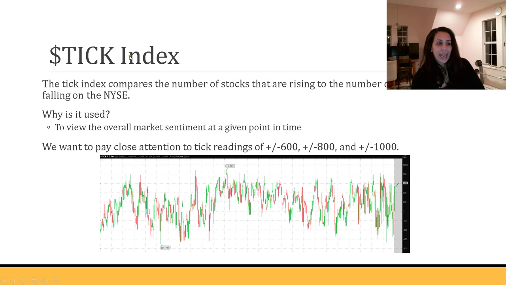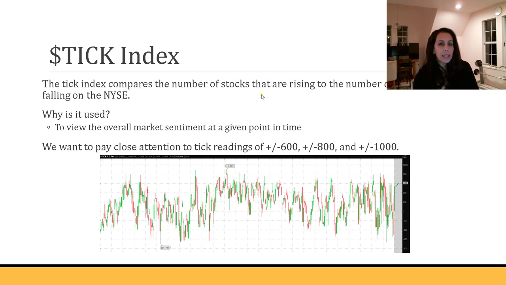So what is the tick index? The tick index basically compares the number of stocks that are rising to the number of stocks that are falling on the New York Stock Exchange. So it's looking at how many stocks are in the uptick versus how many are in the downtick. So if we have, say, roughly 2,800 stocks and 1,800 of them are in uptick and say 1,000 are in downtick, the difference is going to be 800, and that's the number that we're going to see in the tick.